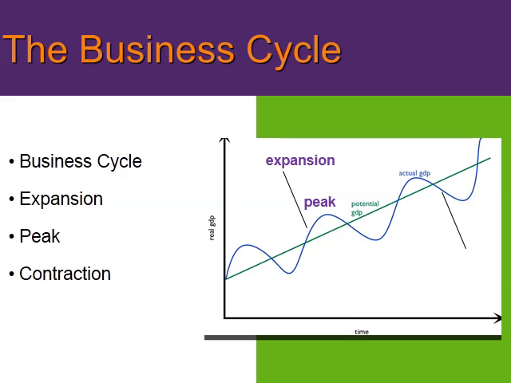A contraction is a decline in production. The unemployment rate is beginning to increase along with a decline in output. And the trough is the bottom of the recession period. Here the unemployment rate is at its highest level and GDP is at its lowest point before it begins to turn back up. The entire business cycle is measured by the elapsed time between peaks in the cycle. So we measure peak to peak.